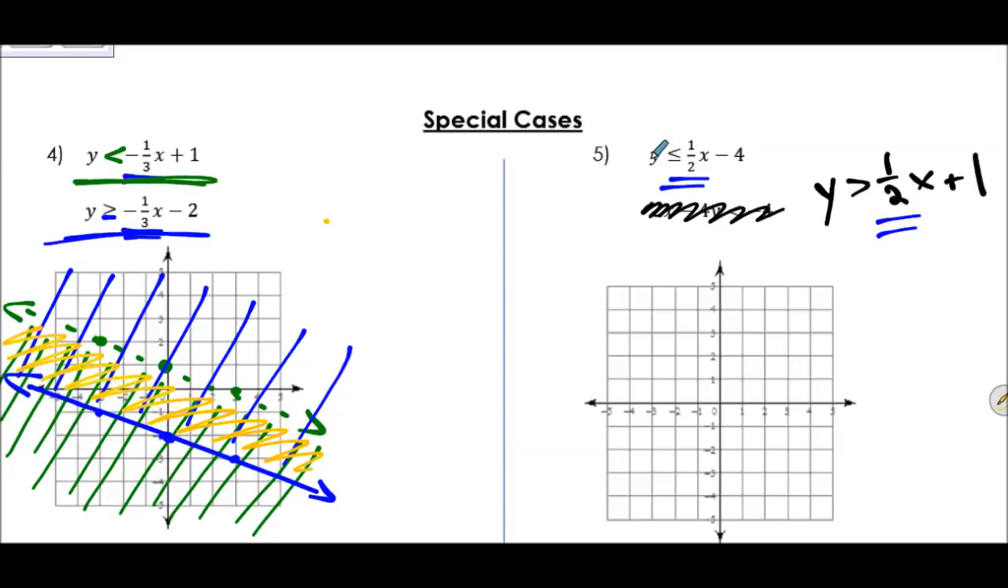The second one is similar. I'm going to start out, I'll just keep yellow. -4 is my y-intercept, and 1/2 is my slope. That one's a solid line, and I'm shading below that. It's less than or equal to. That's solid, and I'm shading below that line.